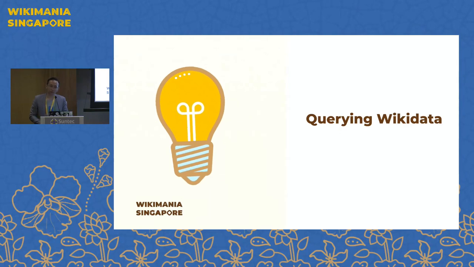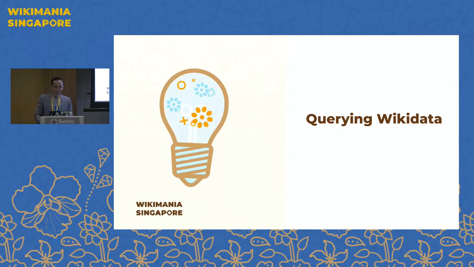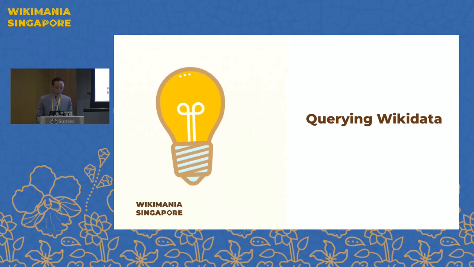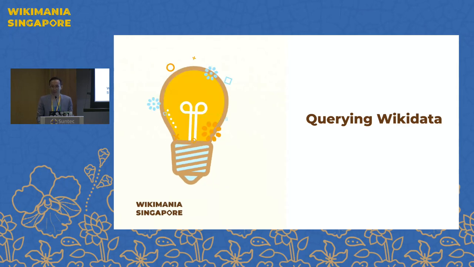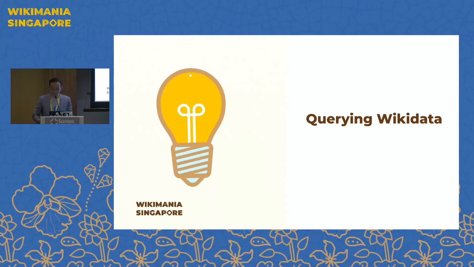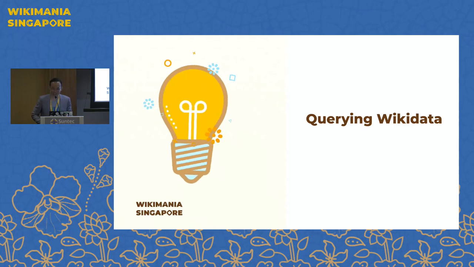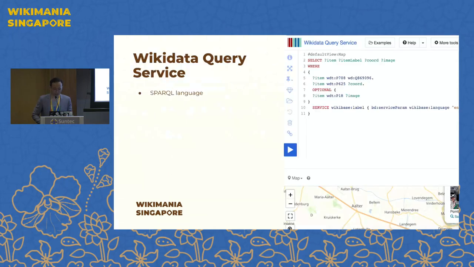So having more than 100 million items on Wikidata, what is the point if you're not able to query the items and data on Wikidata? Just now, Asaf has done a very fantastic session on querying Wikidata, and I absolutely love it. I learned a lot from him. But essentially, we know that there are two ways to query Wikidata. The first is through the Wikidata Query Service, where you will need some basic SPARQL language. Just copy and paste and make some changes, explore.